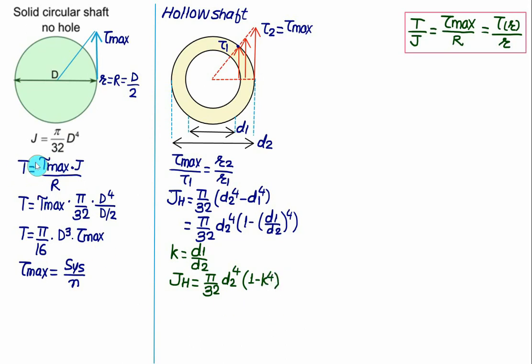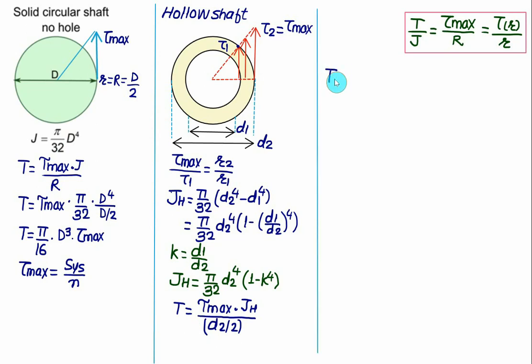Again we can develop this equation for torque. So we have torque equal to maximum shear stress tau max multiplied by polar moment of inertia J for the hollow section divided by the radius r. Now remember, it's a function of r, and for tau max we have written r, so the maximum value of the shear stress will occur at the diameter d2. So that value of r will be replaced by d2 divided by 2. And now we can substitute the polar moment of inertia for the hollow section, and we can simplify this equation.